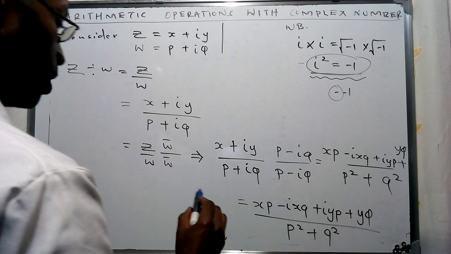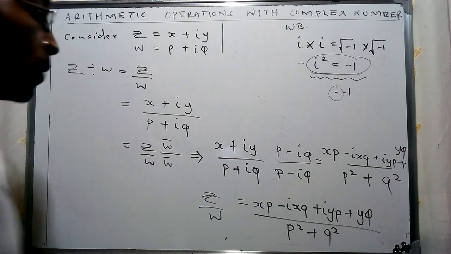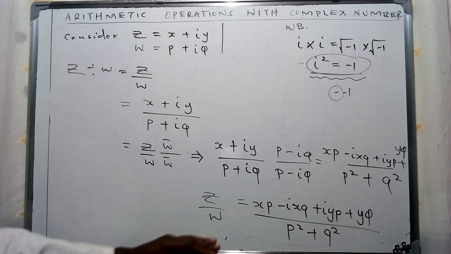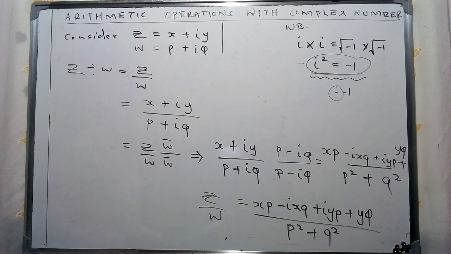So this is forming what we refer to as the division of the two, and this is one of the ways in which we are going to find what we refer to as an operation dealing with the division of two complex numbers.